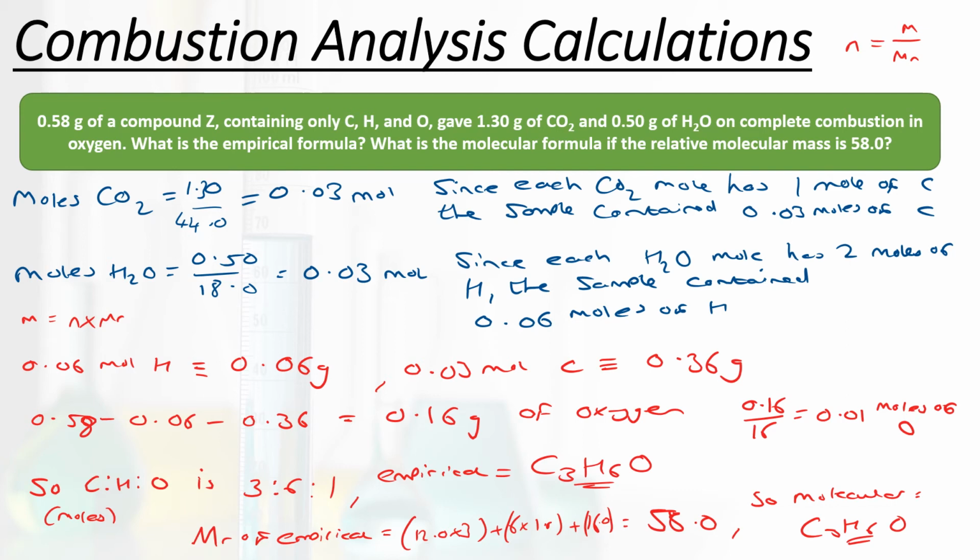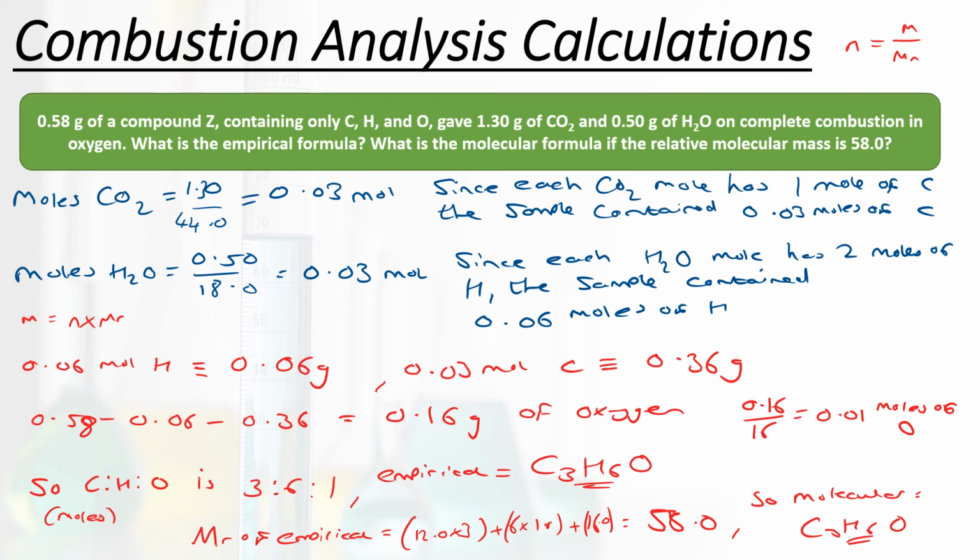Then to find the molecular formula, remember we're going to take the molecular mass of the compound that we're given, we're going to divide it by the molecular mass of the empirical formula, and that will tell us how many units of our empirical formula are in our molecular formula. So we're told that our relative molecular mass of this compound Z is 58.0. Our Mr of our empirical formula, remember to work out Mr, we just add together all of our atomic masses.